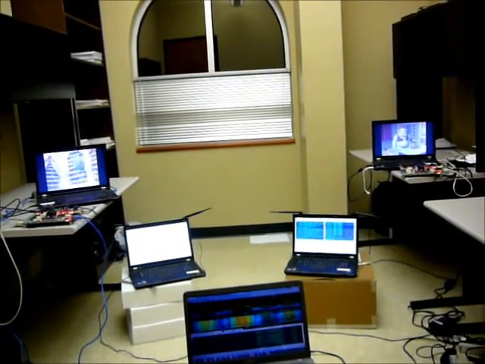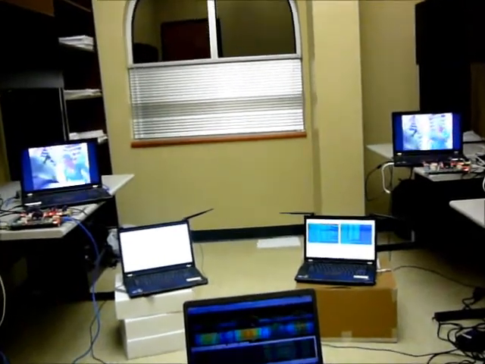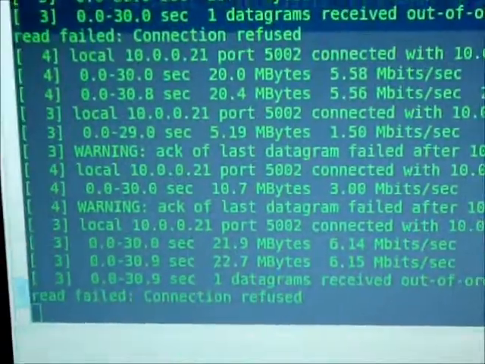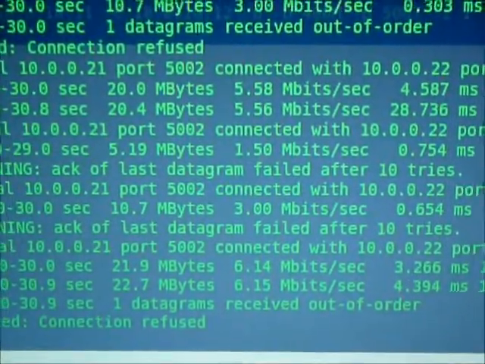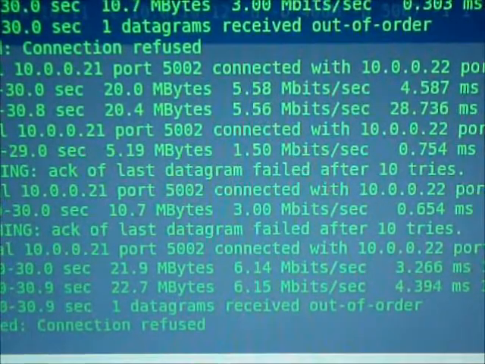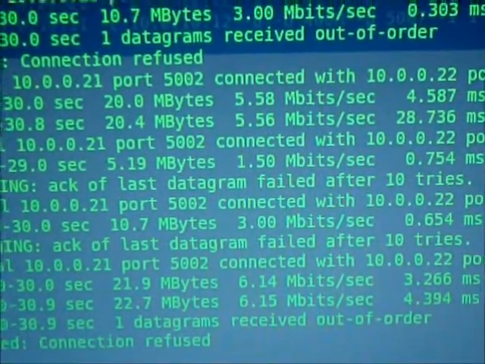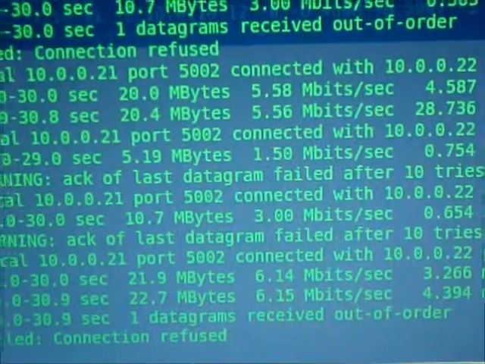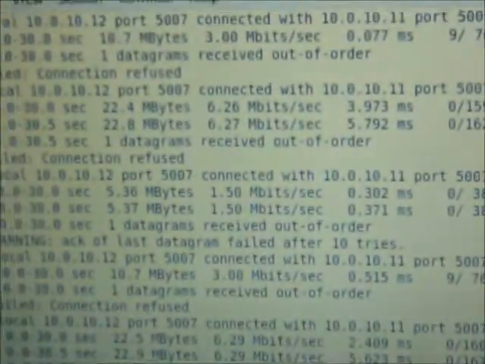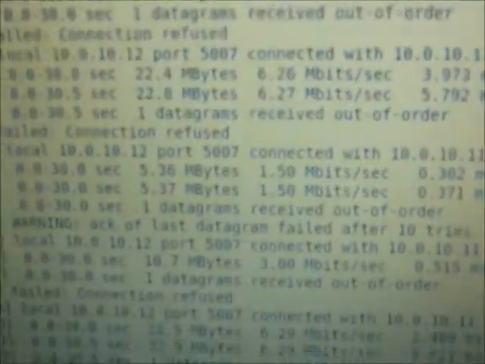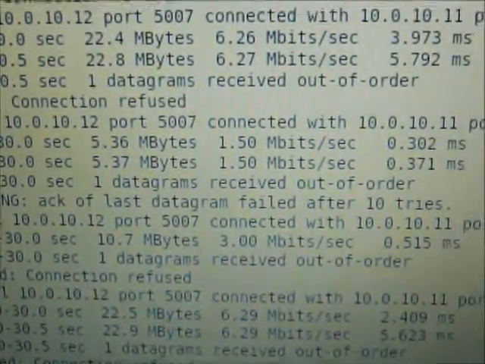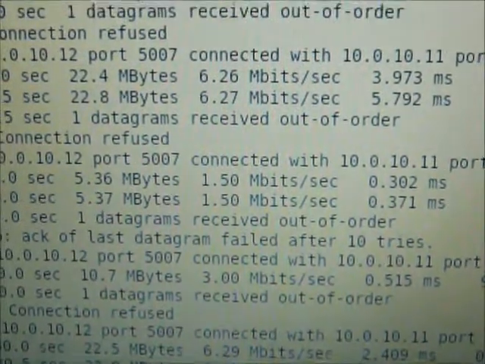Finally, we will look at the primary network performance. As you can see, for the first network, there is no outage, as it received 1.5 megabits per second, 3 megabits per second, and 6.14 megabits per second. Similarly, for the second primary network, 1.5 megabits per second, 3 megabits per second, and 6.29 megabits per second were received. And this concludes our demonstration.